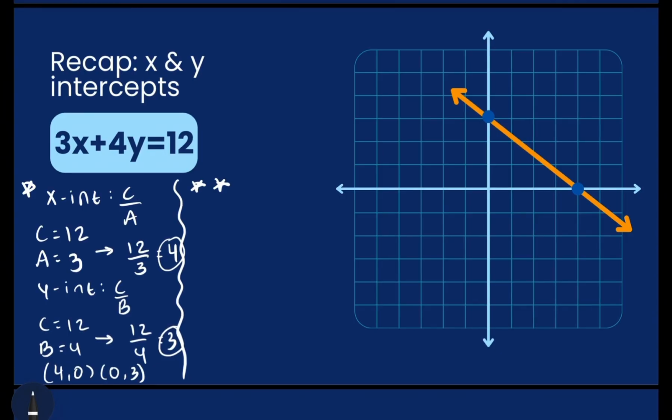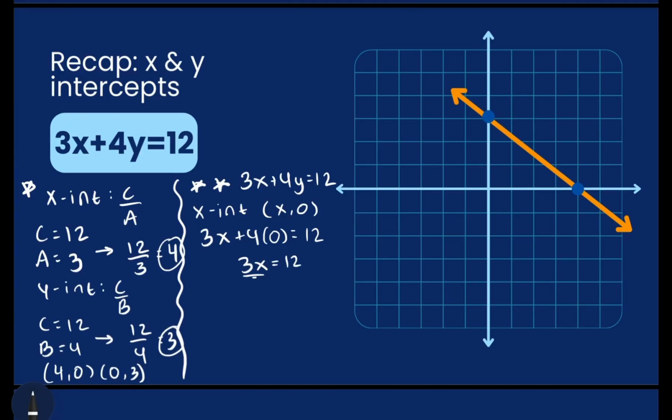Now in the second method, I'm going to grab my equation, 3x plus 4y is equal to 12, and I'm going to use the information that I know. For example, my x-intercept is when y is 0. So I'm going to simply replace y with 0 in my equation, and I'm going to solve for x. 4 times 0 is just 0, so I get 3x equals 12. And then I'm going to divide by 3, and I get x is equal to 4.